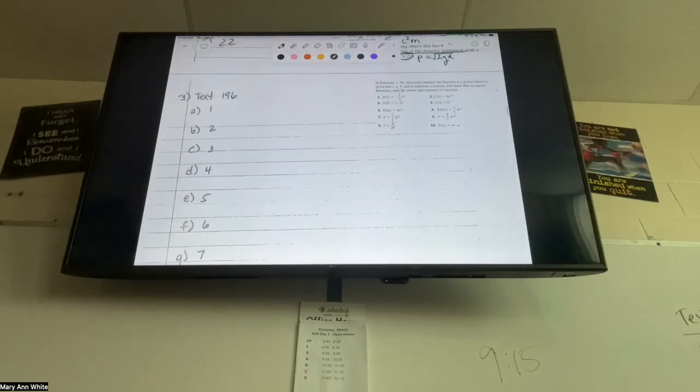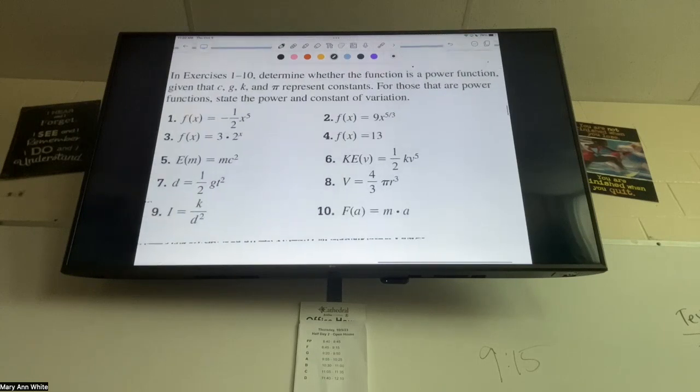All right, go ahead, flip your paper over. The rest of what we do today is mostly what's on your homework. So if what we did earlier isn't fitting great in your head, what we're doing now is on your homework. I am also going to write this really small next to this, but feel free to use the actual space that you have on your paper. So these say determine whether the function is a power function, given that C, J, G, K, and pi all represent constants. So that is an important thing to know. And if we say yes, it's a power function, we're going to state the power and we're going to state the constant of variation.